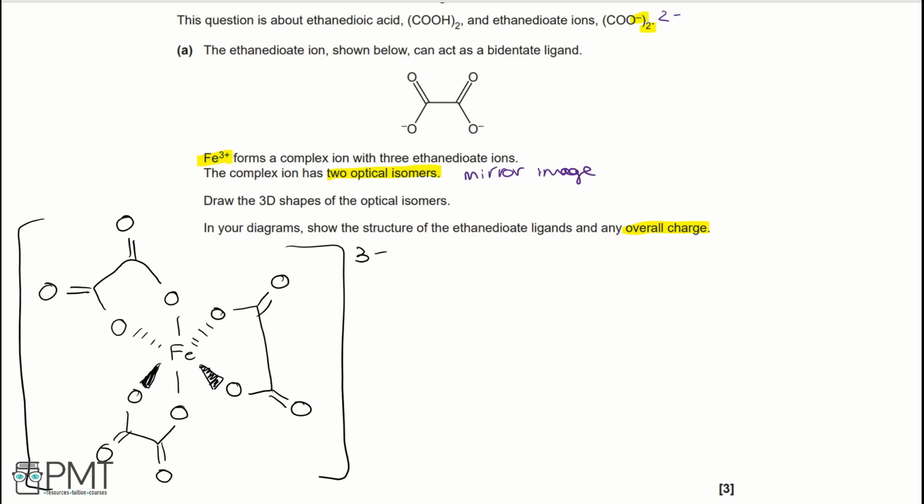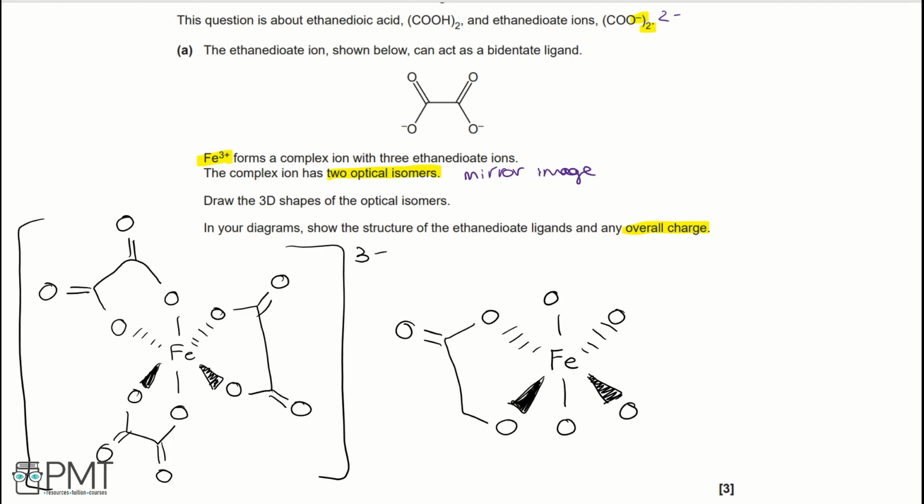Next, drawing our second 3D shape, or our optical isomer. Again, we have the same layout, so Fe in the middle, with our octahedral layout of wedges, with 2 dashed at the top and 2 solid wedges at the bottom. Again, it's bonding to the negative oxygens in the bidentate ligand, or the ethane dioate ion. But this time we're going to have the rest of the ligand being the mirror image of the structure we've already drawn.